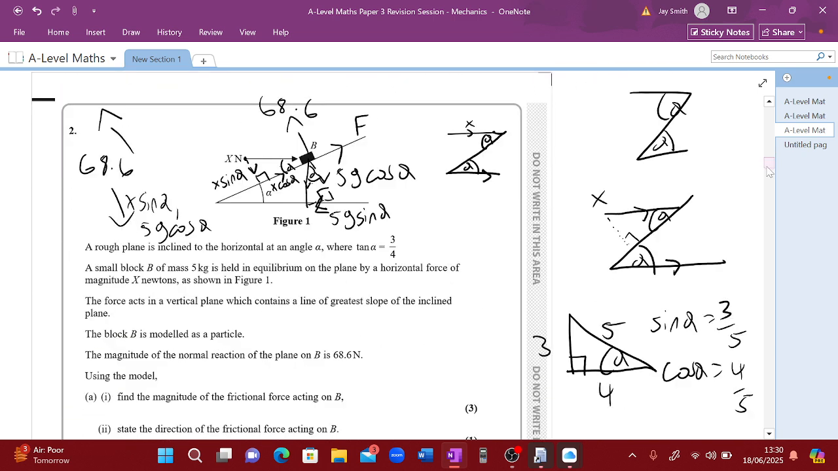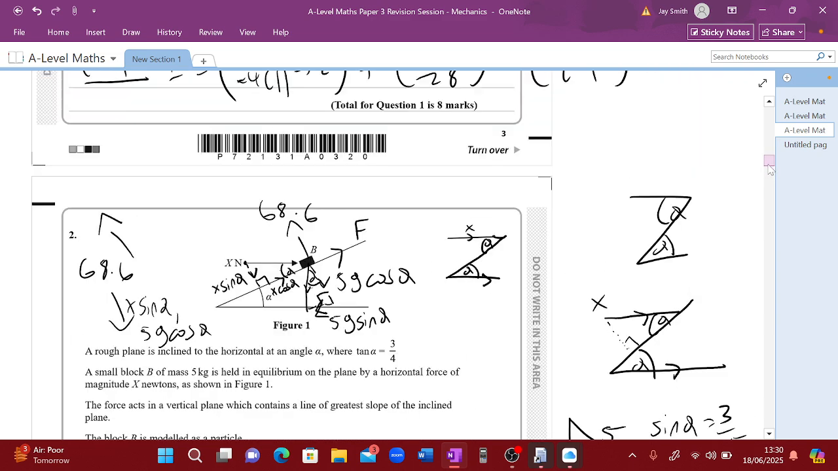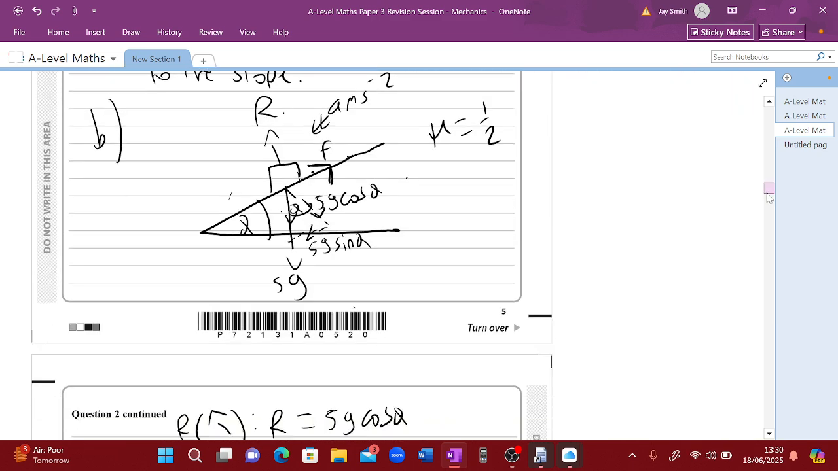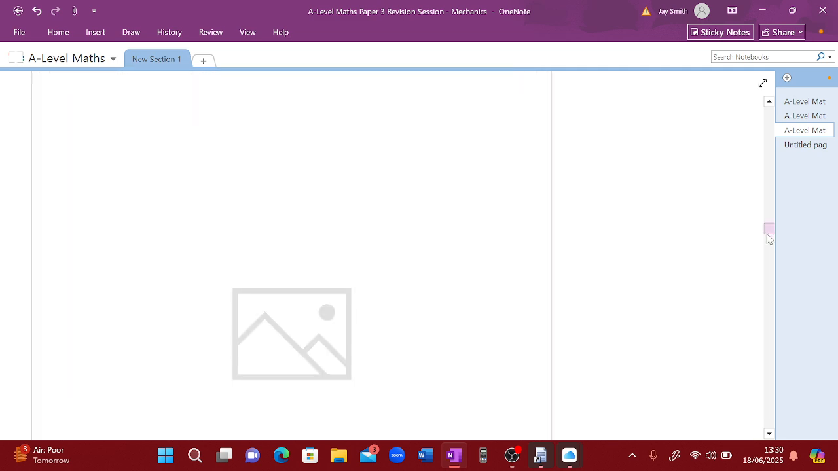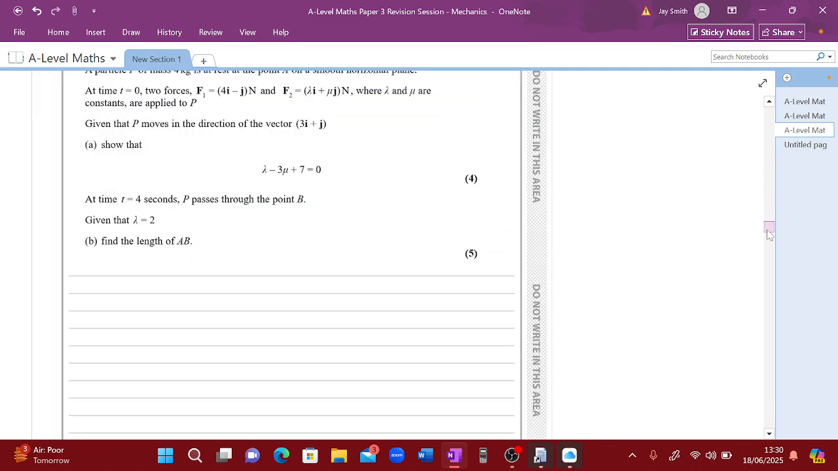A standard sort of question. Try and get your head around that, if you haven't already. But this question's typical, it comes up all the time. But yeah, cool. Question 3.